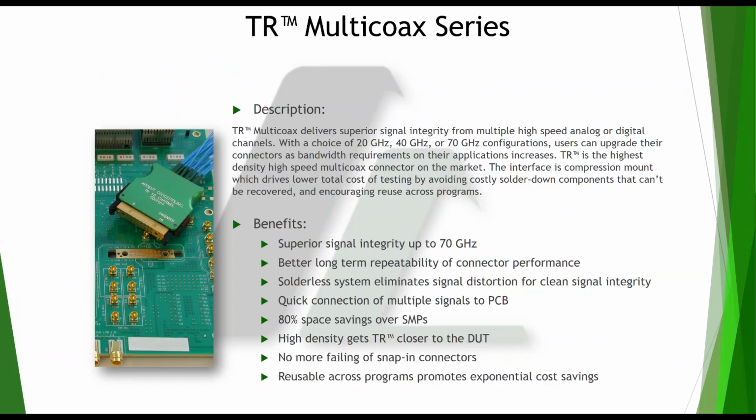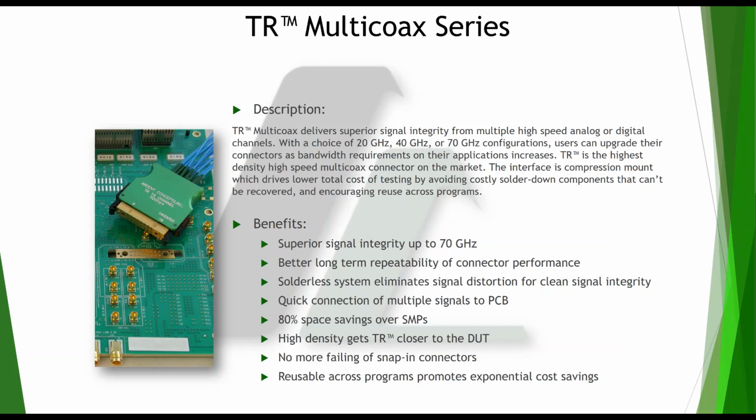So a little bit more about this product. It's going to offer you those 20, 40, or 70 gigahertz configurations, and users are able to upgrade those connectors as bandwidth requirements on their applications increase. TR is the highest density, high-speed multi-coax connector on the market. The interface on our connector is compression mount, which drives lower total cost of testing by avoiding costly solder down components that can't be recovered and encouraging reuse across programs.